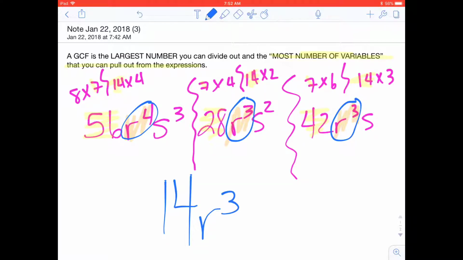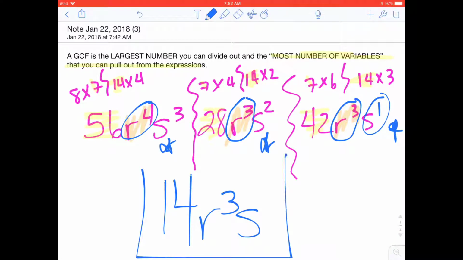And so now let's look at our S's. I have S1, S2, and S3. What is the most I can take out from each set? Well, the most I can take out is just a set of 1. I can't take more than 1 from this one right here. But I can take 1 here, and I can take 1 here. And so my greatest common factor would be 14, R to the third, S.